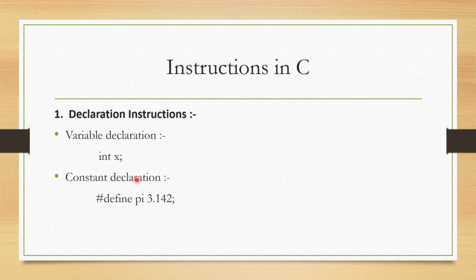Next we have constant declaration, which is used to define a constant value which cannot be changed in the program. It can be defined as #define PI 3.142. The #define keyword is used to define a constant variable. Now let us see it with an example.